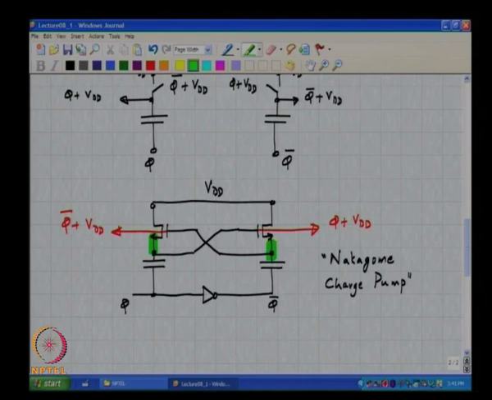So, once after a couple of cycles the capacitors are charged to VDD, you can almost think of them as batteries which are just holding VDD. Okay.